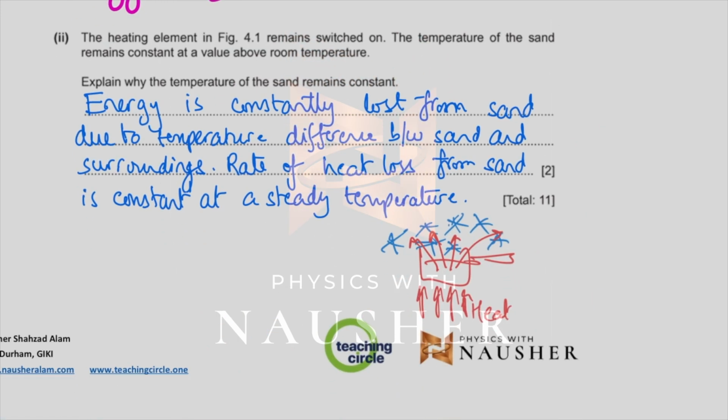So उसने कहा कि explain why the temperature of the sand remains constant. Although you have a heating element in the sand, but why is the temperature not increasing? Because you're constantly losing heat to the surroundings. And the rate of heat loss from the sand is constant at a steady temperature. So अगर आपका temperature maintain हो रहा है, let's say for example ये पानी हम उबाल रहे हैं और इसका temperature 100 डिग्री सेल्सियस maintain हो रहा है, that means कि जिस रेट पे यहाँ से heat enter कर रही है उसी रेट पे यहाँ से heat exit भी कर रही है.